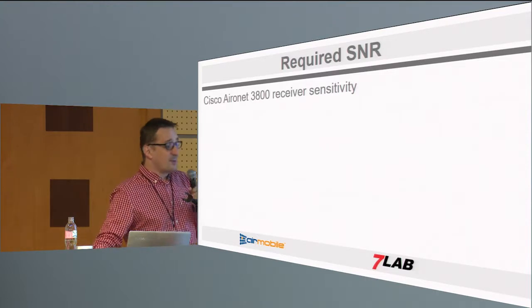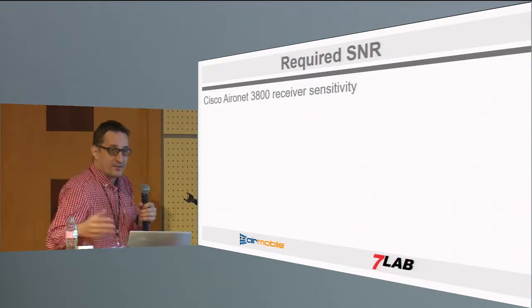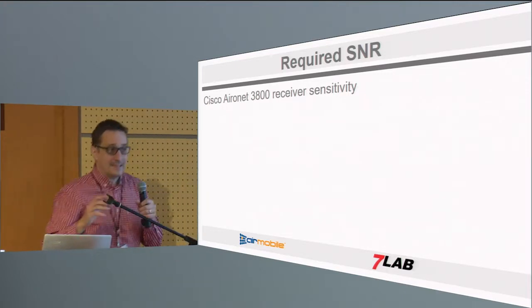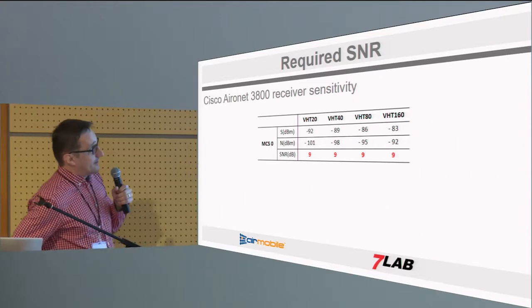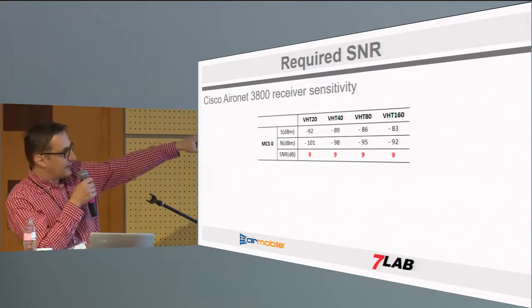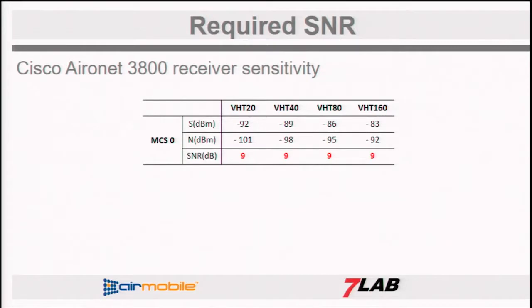Required SNR. That's been discussed a lot. How much SNR do we need in order to get this to work? Well, I took data from the Cisco Aironet 3800, and the required signal values are from them. The noise is from the previous slide, and the signal to noise is constant. I don't need more signal to noise over wider channels. I need more signal because more noise is already there. You're letting in more noise to your receiver. However, you have to compensate with signal to keep the same signal to noise ratio.